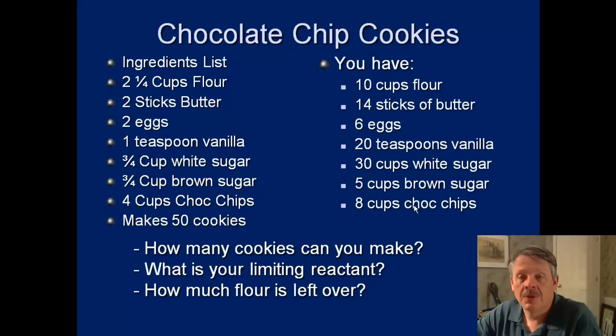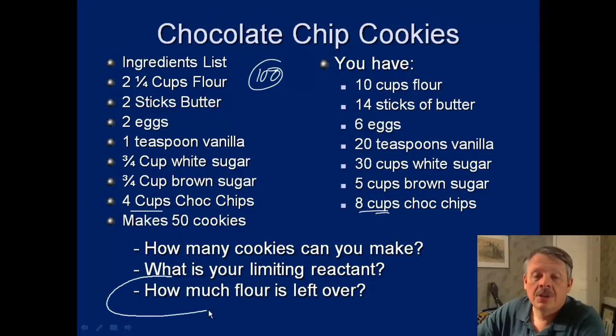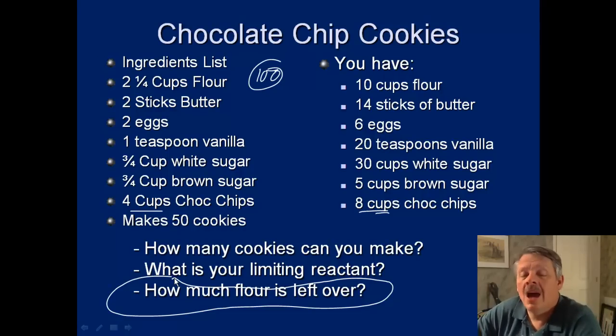So, okay? All right, so let's look at our chocolate chip cookie example. It's exactly the same as last time. We can still make 100 cookies, because we still have 8 cups of chocolate chips and we use 4 of them per batch. Right? But what's different is, here's my last question. How much flour is left over? How in the world would you calculate how much flour is left over? Right? So give it a moment, think about it, and then tell me what you think.